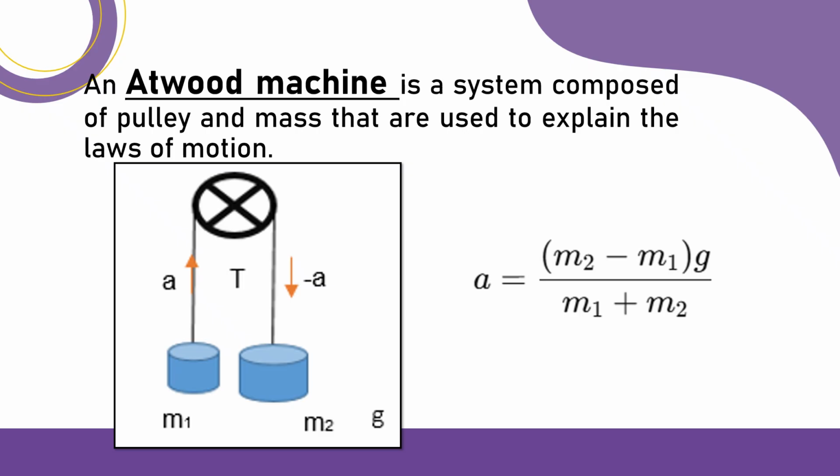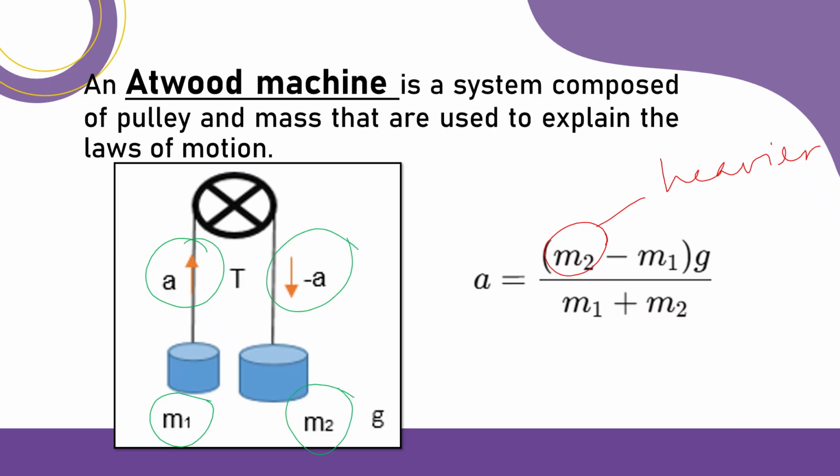A is equal to M2 minus M1 multiplied by g, divided by M1 plus M2. Your M2 is the heavier one, which has a greater mass compared to your M1. Take note that the acceleration of M1 would always be positive, while M2 would always have a negative acceleration. Since it is heavier, or since it has greater mass, the tendency is for it to go down.